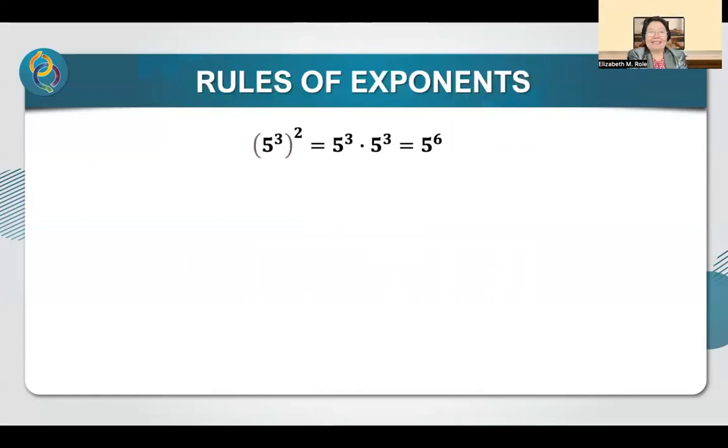Okay, now let's proceed. Let's consider another rule. If I now have 5 cubed squared, it means that I multiply 5 cubed by itself 2 times. So 5 cubed times 5 cubed, that's what it means. According to the product rule, you have to add the exponents, therefore your answer is 5 to the 6th. Now, what does that tell us?